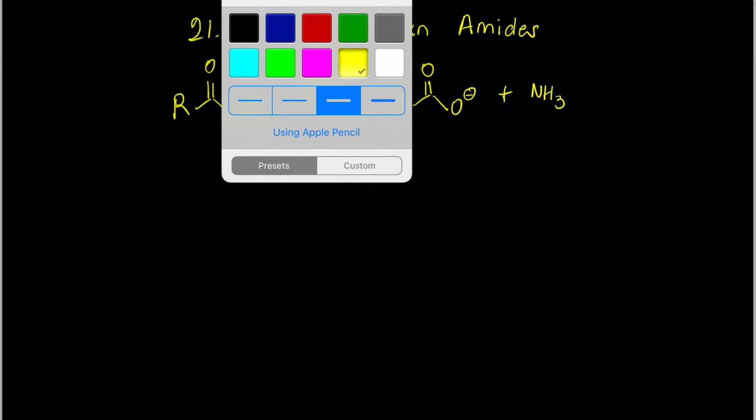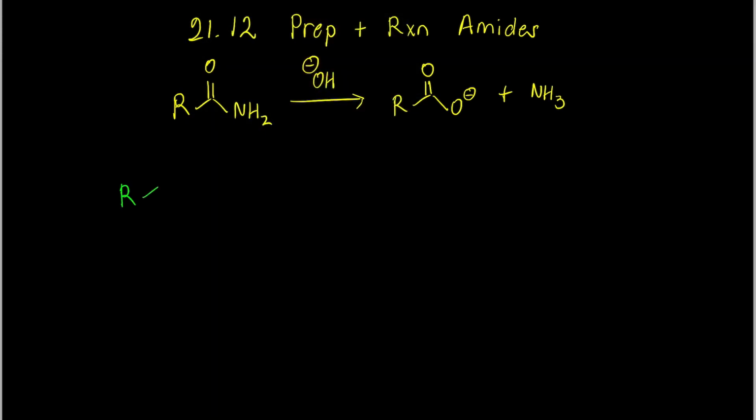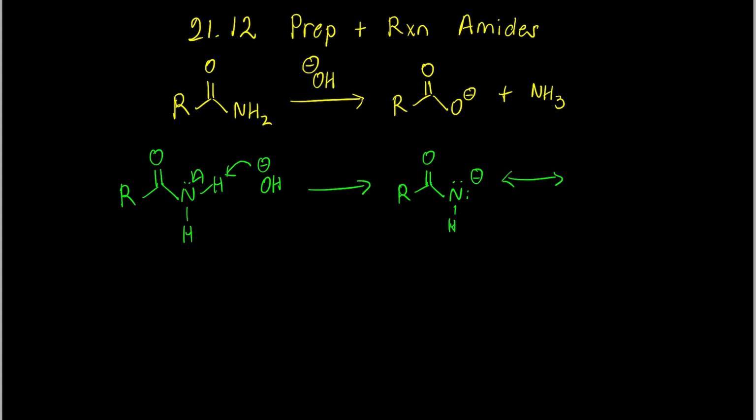Now, the reason why is because amides have a semi-acidic hydrogen here. Okay, so if you have a hydroxide, this will deprotonate like so, and you make a resonance stabilized negatively charged species. Now, if we draw the negative charge here on the nitrogen, this is less favorable, okay?